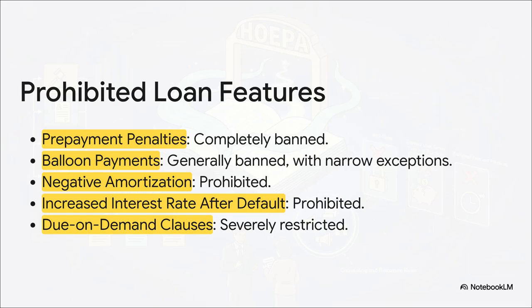As soon as a loan is flagged as high cost, all of these features are just off the table. Prepayment penalties? Gone, completely banned. Balloon payments? Almost always banned, with just a few tiny exceptions. And other risky stuff, like negative amortization where your loan balance actually goes up, or jacking up the interest rate if someone defaults, also prohibited. It's all about stripping the most predatory terms out of these loans.